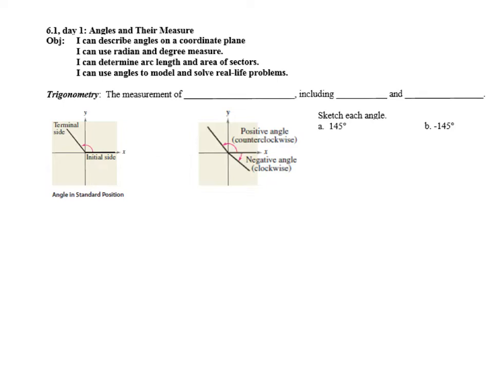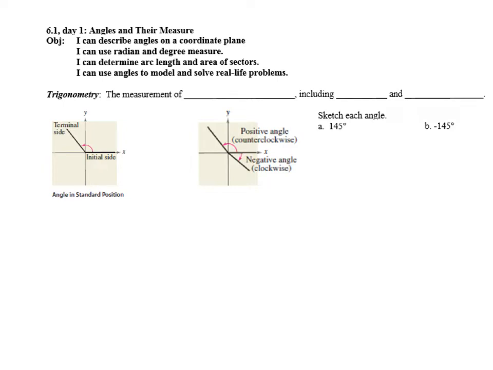Chapter 6 is just titled Trigonometry. 6.1 Day 1 is called Angles and their measure. We'll spend 2 days on this lesson. In Day 1, we're going to look at angles on a coordinate plane, and we'll mainly focus on degree measure. We'll also have a little bit of application with real-life problems at the end. In Day 2, we'll look at radian measure, arc length, and area.